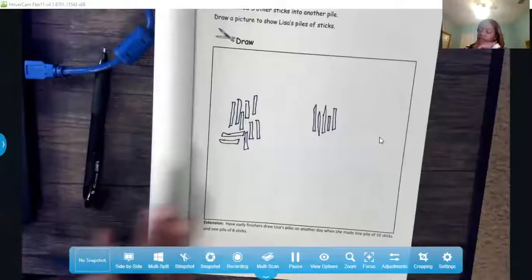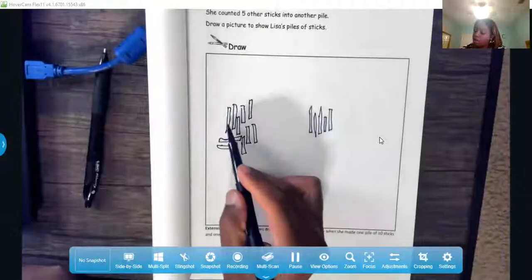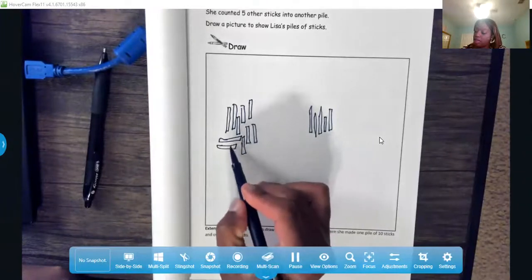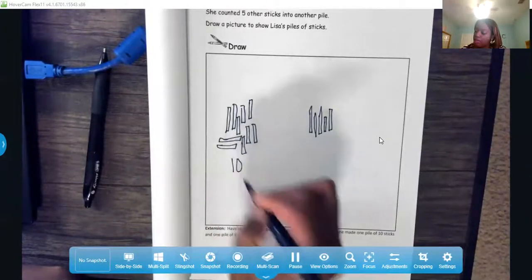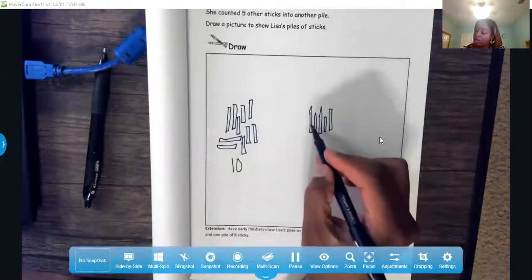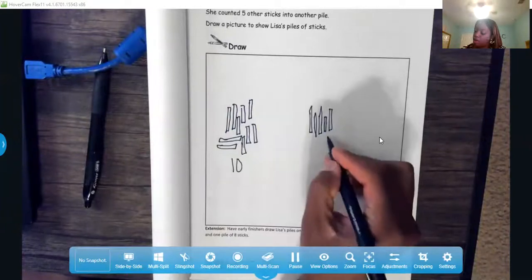Okay, so I am going to share my screen with you so we can make sure that we have the same thing. Let's count. I have 1, 2, 3, 4, 5, 6, 7, 8, 9, 10. So I have 10 in this pile. Then it says count 5 other sticks into another pile. 1, 2, 3, 4, 5. So I have 5 here.